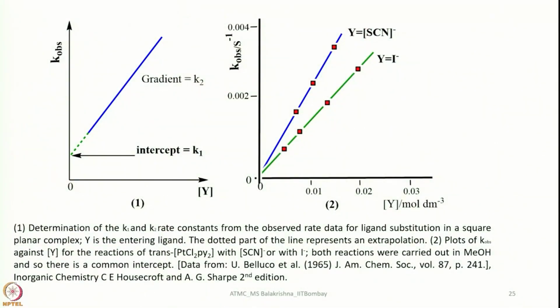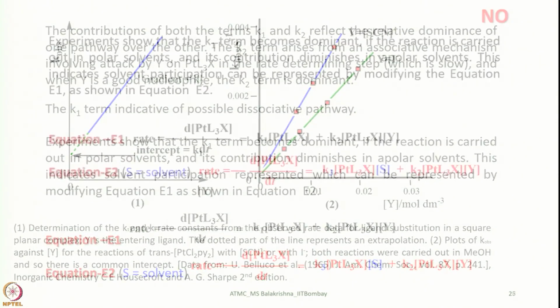So, k1 and k2 can be evaluated by carrying out a series of reactions with various concentrations of Y. I showed you 2 terms k1 and k2; they can be evaluated by carrying out a series of reactions with various concentrations of Y. For example, let us look into these plots here. The experiments show that the term k1 becomes dominant if the reaction is carried out in polar solvents, and its contribution diminishes in apolar solvents. So, this indicates solvent participation can be represented by modifying the equation in this form. You can see here in this one.